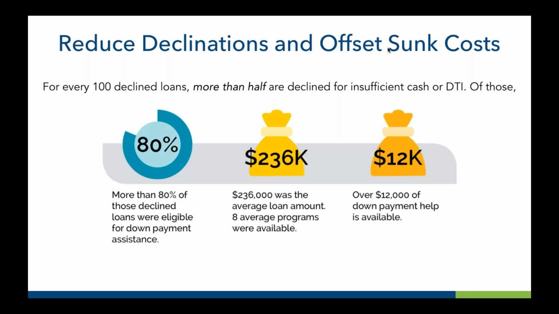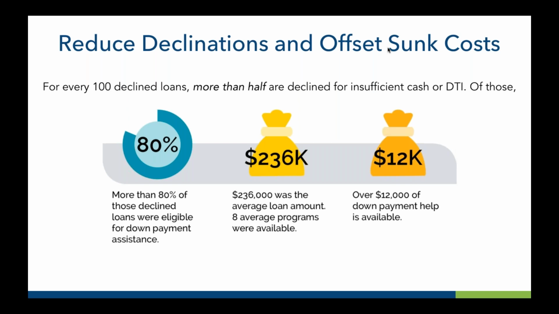Out of every 100 declined loans, more than half are declined for insufficient cash to close or debt to income. And again, a DPA program can directly affect or impact cash to close or debt to income. Of those that were declined for one of those reasons, over 80% were eligible for down payment assistance in that market at that price based on that loan app data in the market where they wanted to buy. The average loan amount was $236,000. They were eligible for an average of 8 programs and over $12,000 in down payment help.